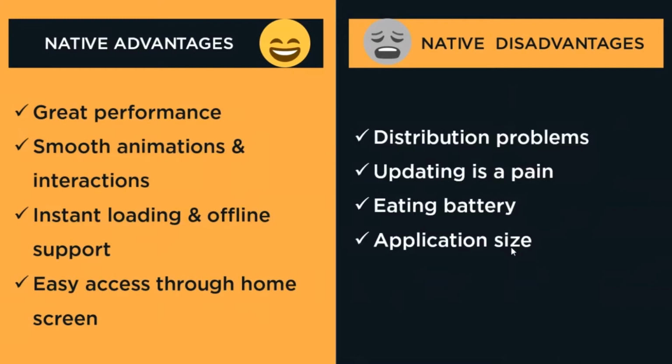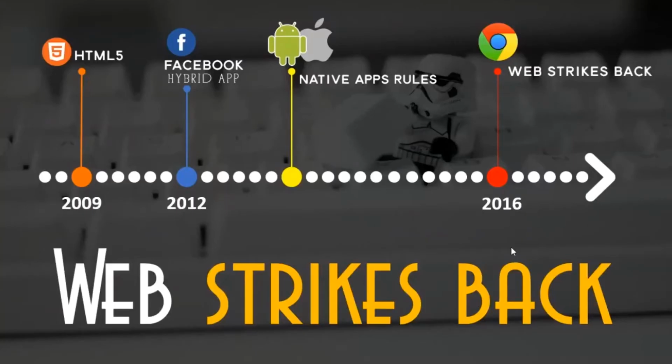There are several things about its disadvantages. The distribution problems and its updating is a pain. Moreover, it's eating your battery. And the last one, the size of these native applications is too much. So finally, in 2016, the web strikes back.